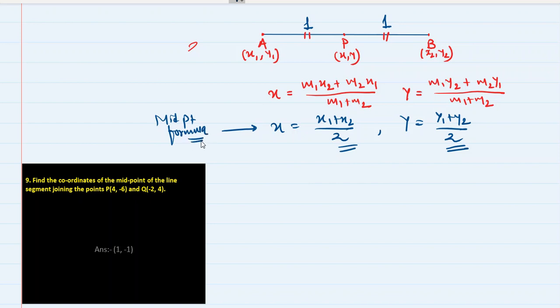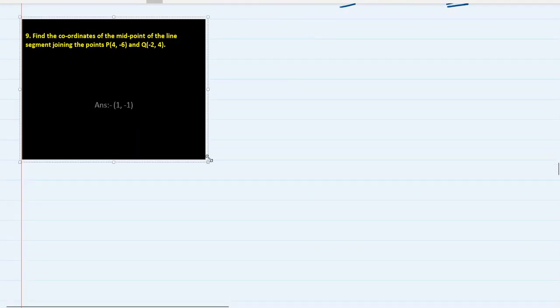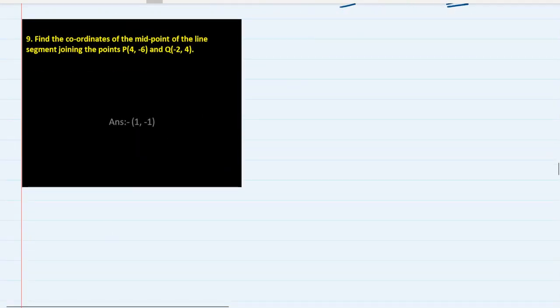This midpoint formula is helpful for us to find the coordinates of midpoint of line segment joining any two points. Given that endpoints are known to you and you take the ratio, you're not concerned with the ratio anymore. The ratio is 1:1. So directly excluding M1, M2, we get a direct formula for finding the coordinates of midpoint of any line segment. Let's do some questions and understand this concept.